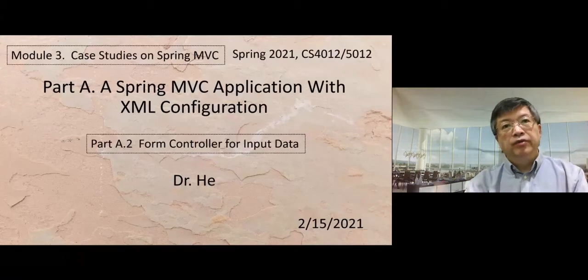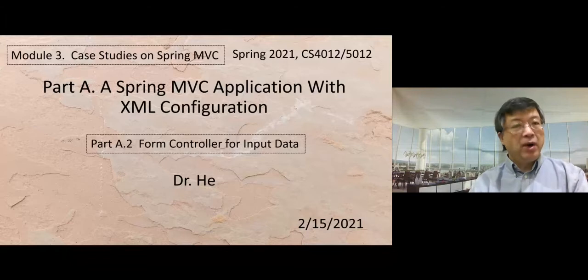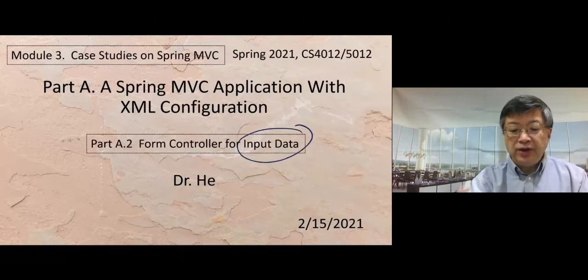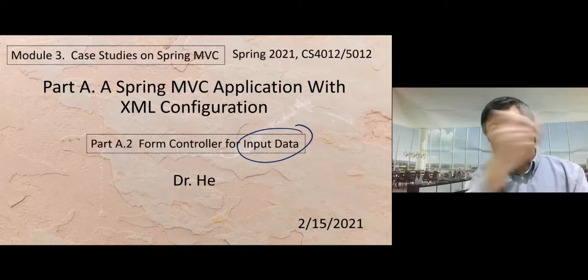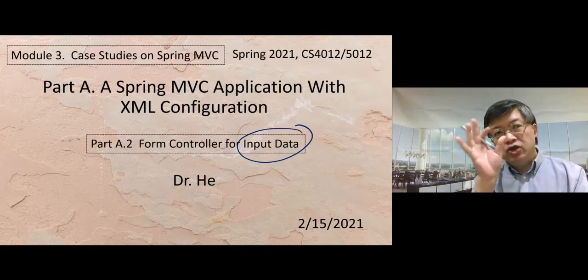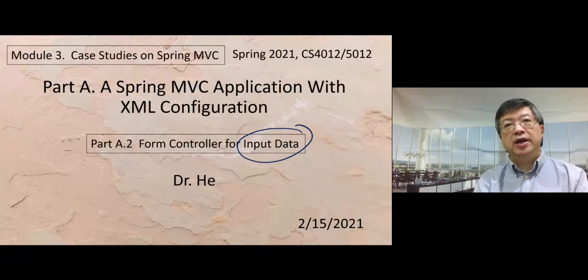Part B.2, Form Controller for Input Data. This part is the key part of this whole lecture. The main new feature we need to learn, input data part. We need to deal with the user's input data, and a lot of supporting features related to the input data. All right, so let's look at how we do it.